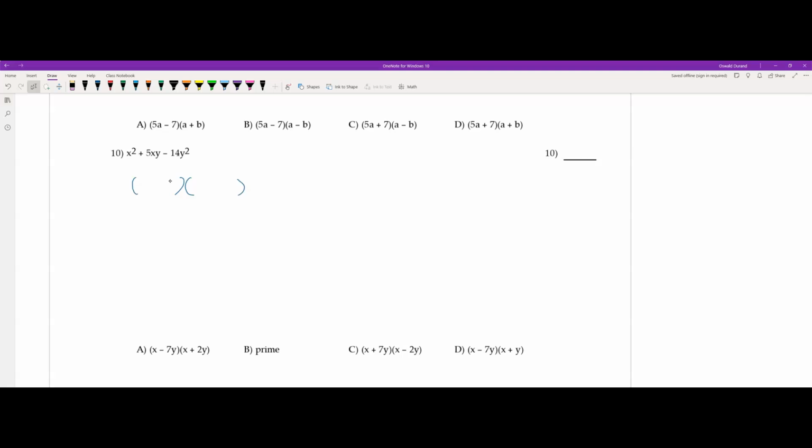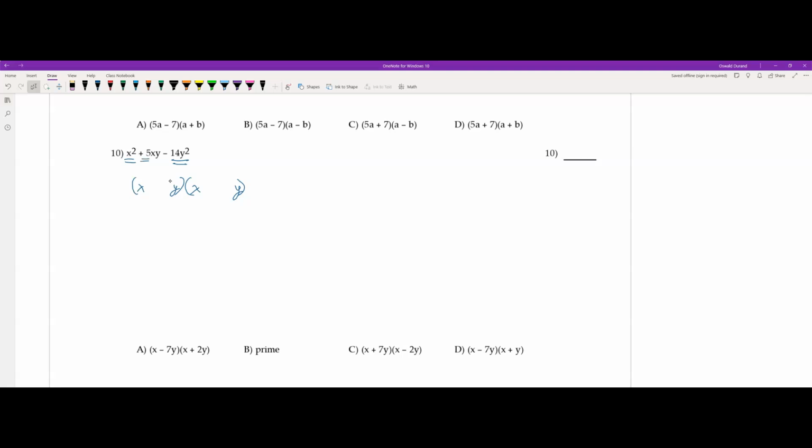All right, so x squared, we know it's x and x, okay? But now we have an additional variable, right? So we shouldn't worry about it, because the last term involves y squared. So we know we're going to have a y here and a y here. So that solved that problem. So now we can dismiss the y, because we know it's going to be y times y being y squared. So now all we have to do is take care of the 5 and the negative 14.